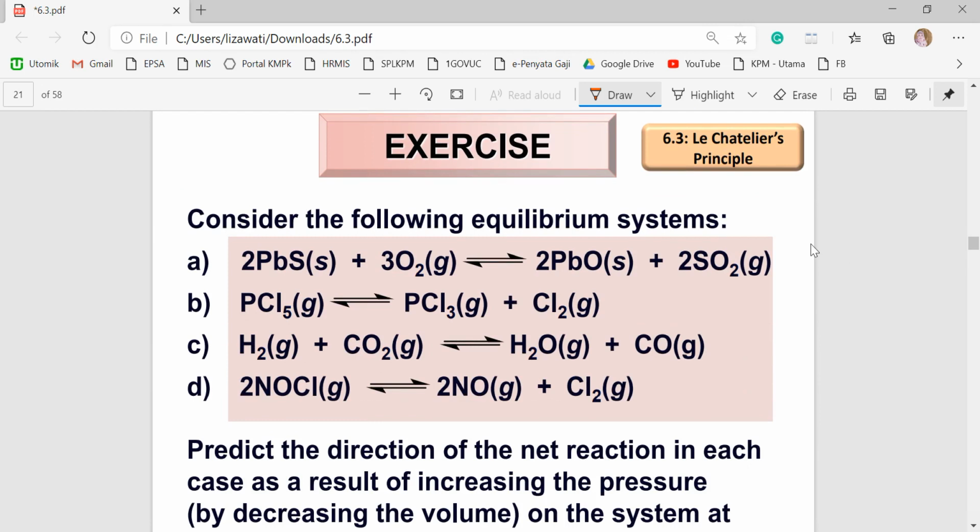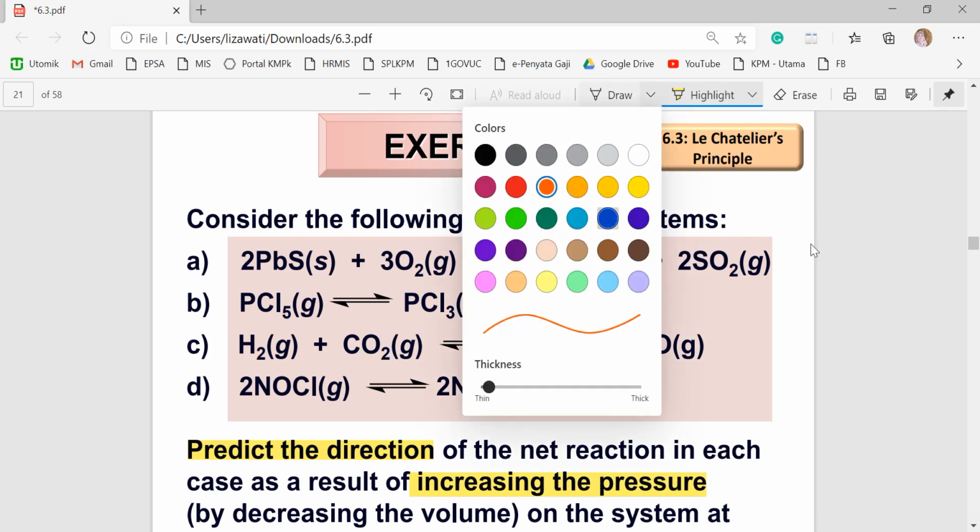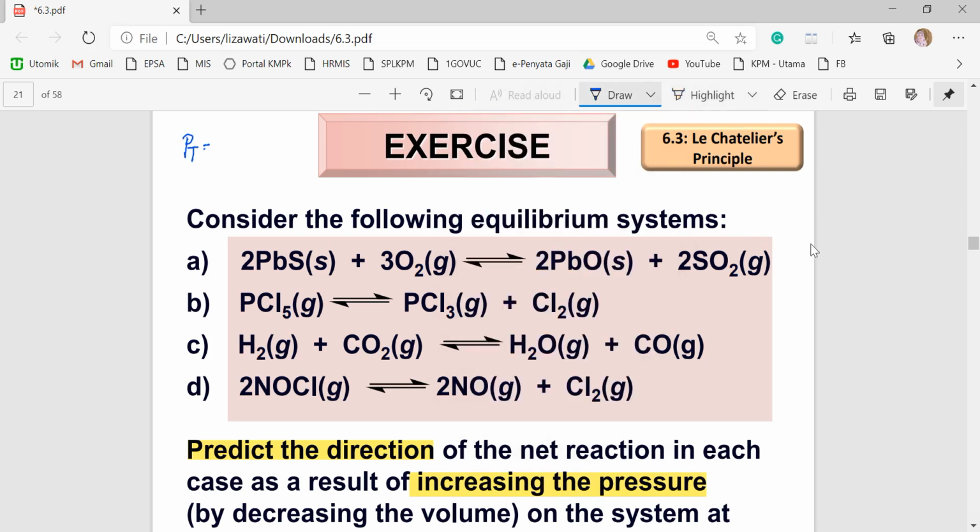Okay, so we take a look at the example exercise. Consider the following equilibrium system. Right, so we take a look at A. This question is to predict the net direction of shift in each case as a result of increasing pressure. So we write the ideal gas equation, P total V equals n total RT. So when pressure increases, volume will decrease.